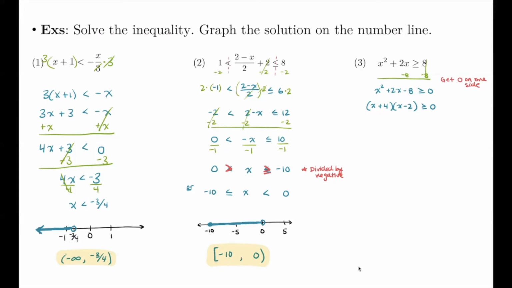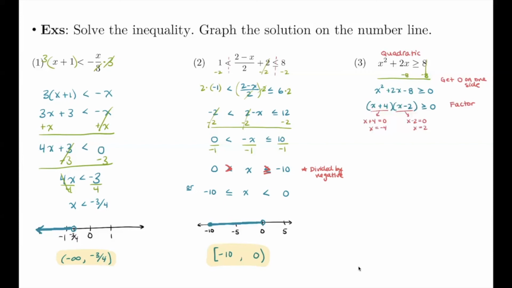Okay, so once we get 0 on one side when we're solving a quadratic inequality, or something with a second degree, we want to get 0 on one side and then we want to factor. Now you might remember setting each of these factors equal to 0 and solving for x. And we do want to use that property. So this is equal to 0 when x is equal to -4. If you plugged in a -4 here, then that factor would be equal to 0. This factor here would be equal to 0 if you plugged in +2 for x.